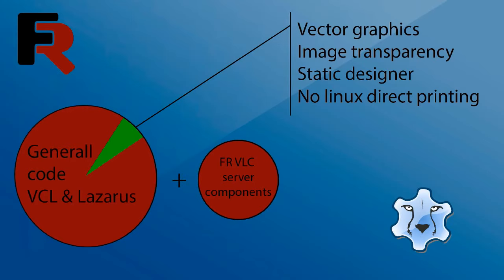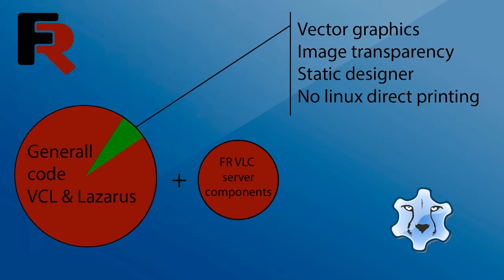In conclusion, I would like to answer a common question. What's the difference between the VCL and Lazarus versions of our product? First of all, the VCL version includes the Lazarus. You can't buy Lazarus without VCL or VCL without Lazarus. They share 90% of the code, and all the differences are the restrictions of Lazarus.